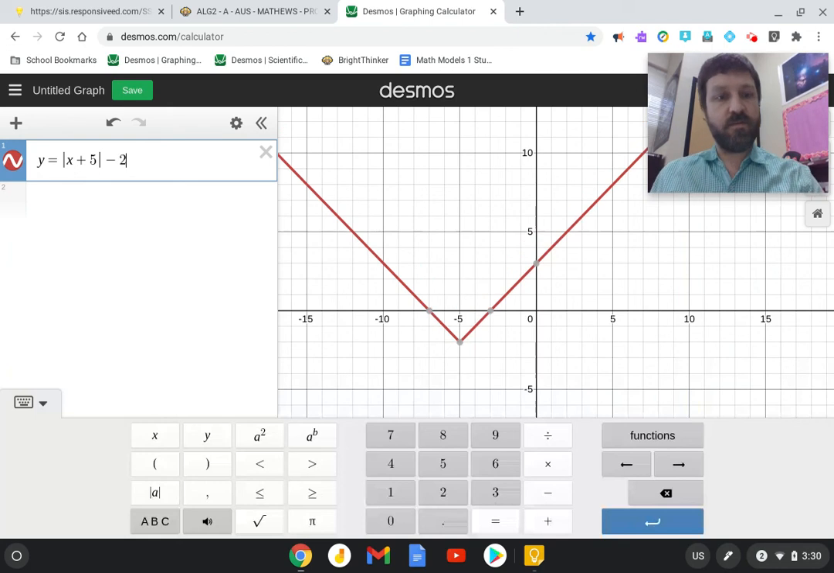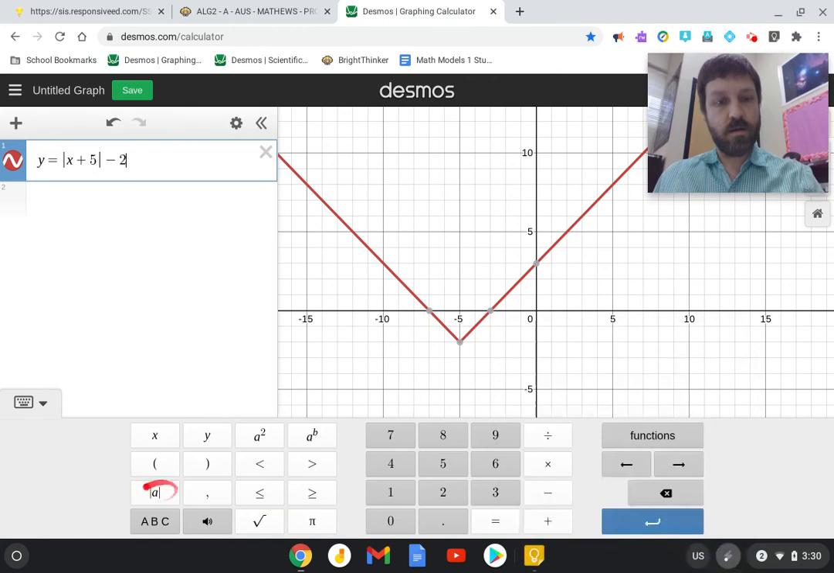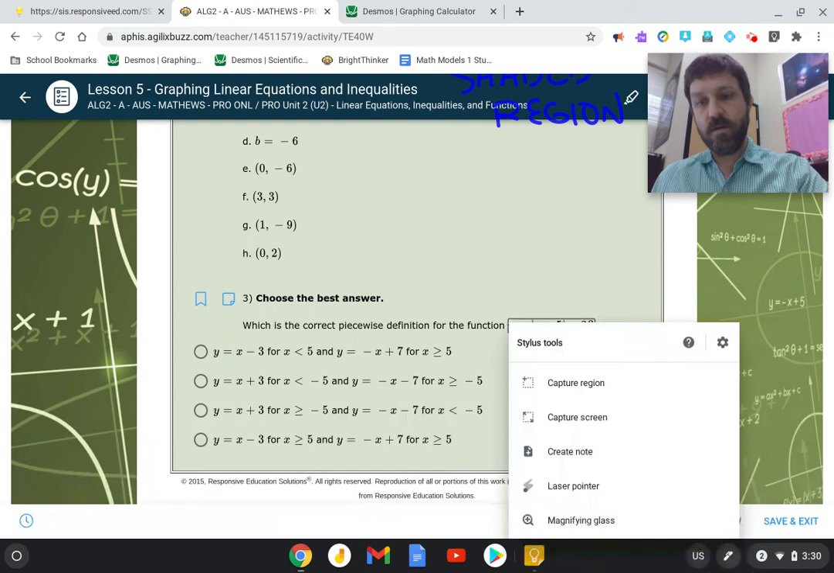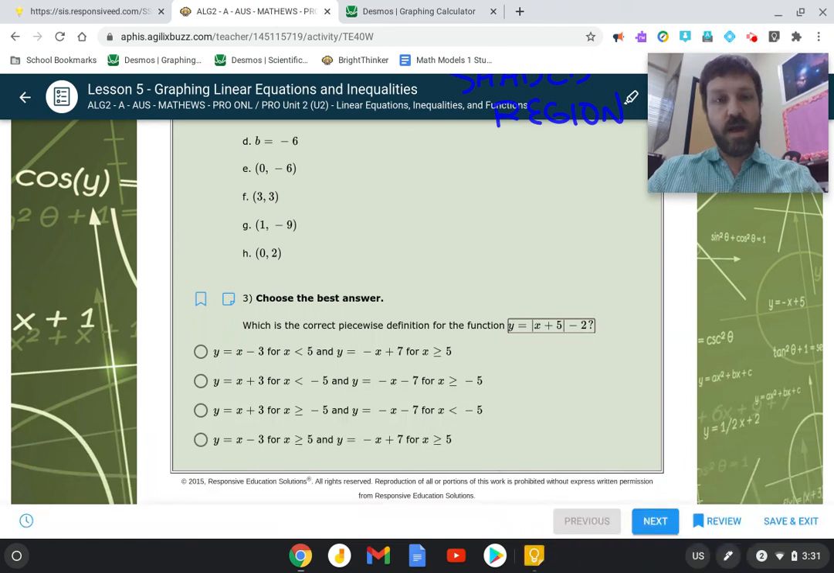So this is the graph. Again, the button for absolute value is right here, and then you type what goes inside of it. So you want to graph this function and then decide which one of these matches. So what I'm going to tell you to do is go ahead and type each one of these in, each pair: y equals x minus 3 and y equals negative x plus 7.